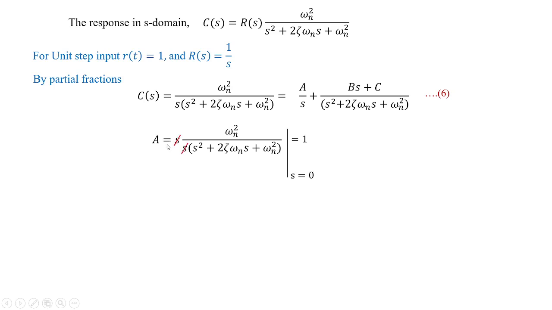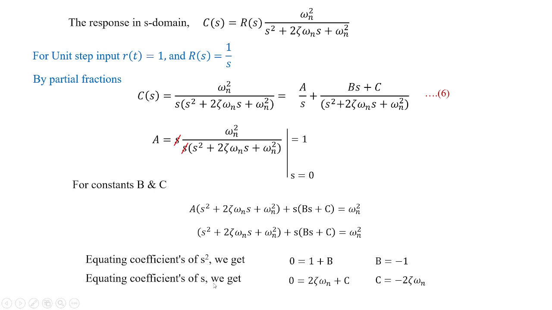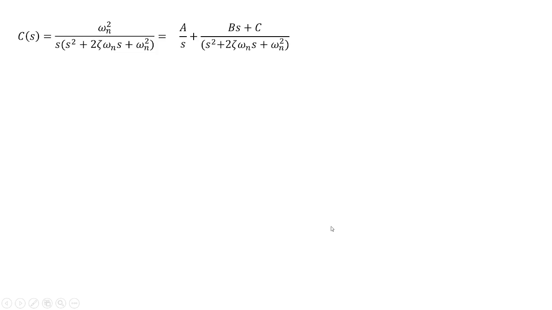Now, equation 6 can be solved in terms of constants A, B, and C. With the first value A, I'm going to get the value as 1, and B and C can be obtained from the equating method. So you can take the s square term and s term, and you can equate the LHS and RHS on both sides. With that, we are going to get the value of B equal to minus 1, which is nothing but equating the coefficients of s square. Similarly, we are going to get the value of C, which is equal to minus 2 zeta omega n. Just substitute these values of A, B, and C. We are going to get this particular equation.